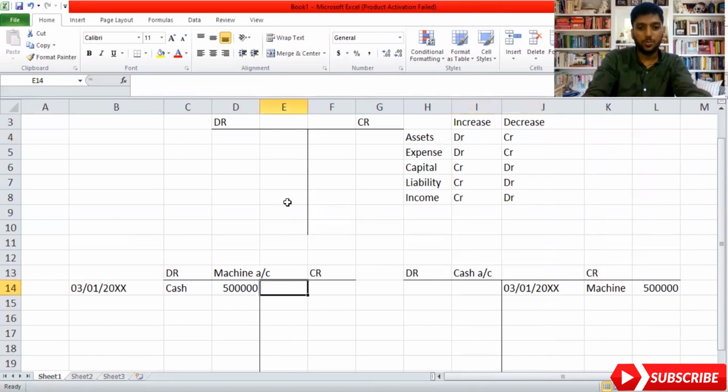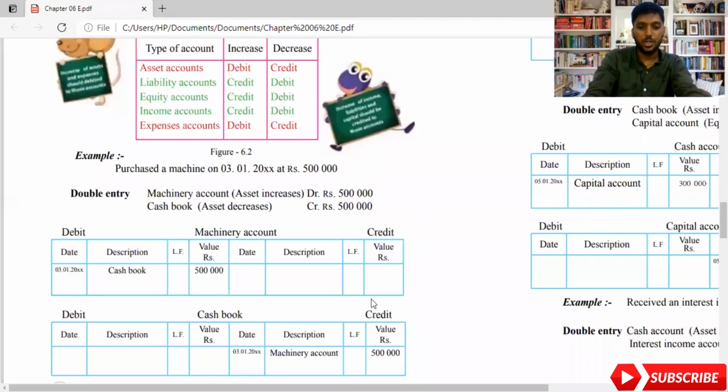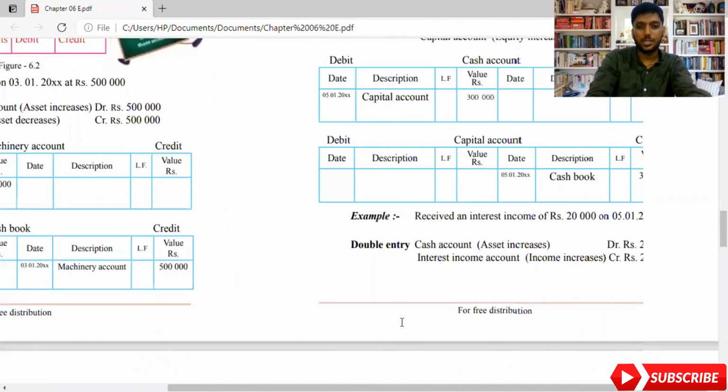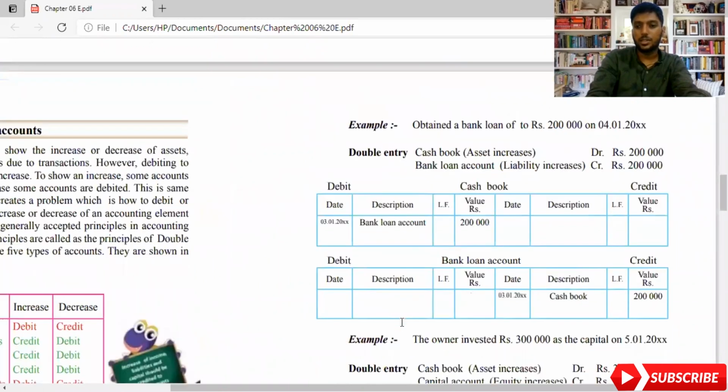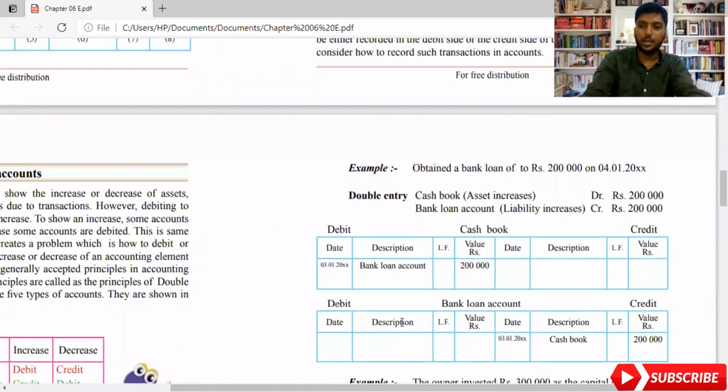How does this double entry work? They have written it the same way which we have taken. You don't need to write cash book, you can just say cash account. Then the second adjustment they have given: obtained a bank loan of rupees 400,000 on 4th, 1st, 2000, maybe the year. When you take a bank loan, your non-current liability is increasing. Non-current liability increase means it's a credit. And also when you are taking a bank loan, your cash is increasing. Cash is an asset, so if an asset increases, it's a debit.